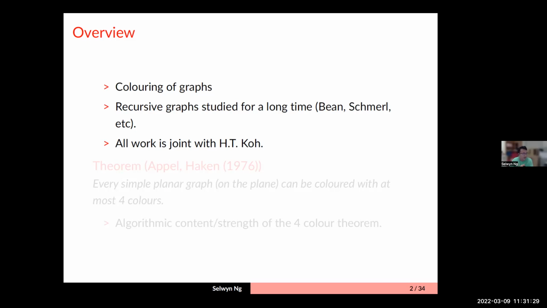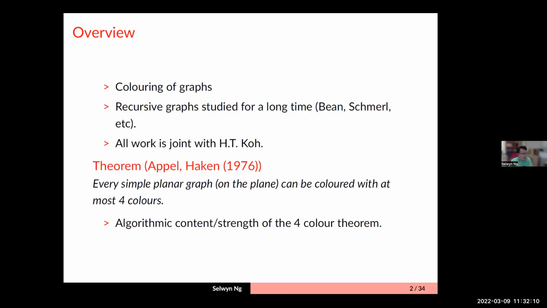Now the story is that recursive graphs have actually been studied for quite a while, but somehow I don't think they've really gathered the attention that they deserve. Some of the early work of Bean and Schmerl was actually proven around the time or even slightly before the time that the four-color theorem was proved. So it's actually quite interesting. All the work that I will be talking about in this talk is joint with Cole, who is a student at NTU.